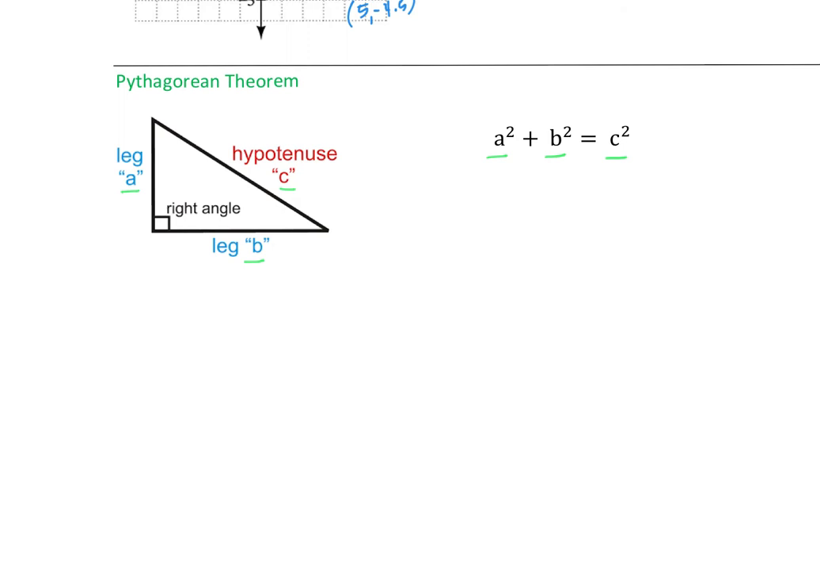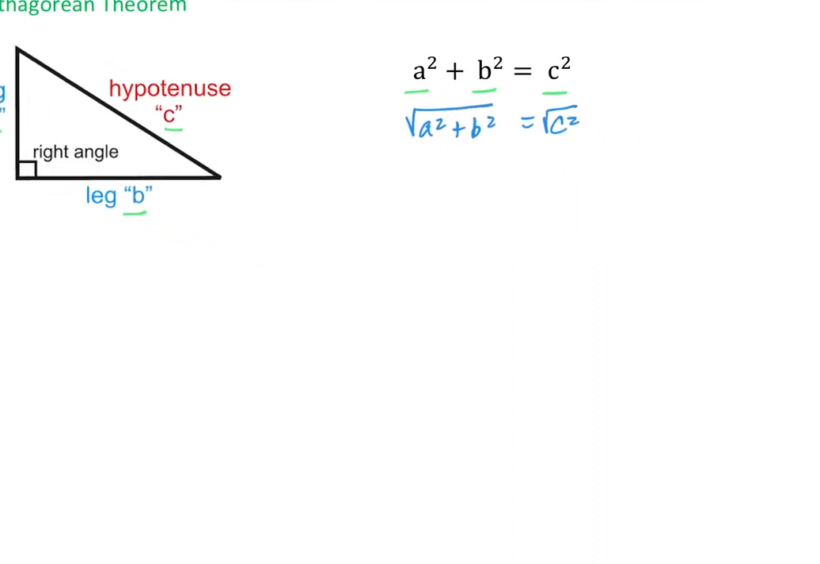So notice if I just wanted to find c, and I took the square root of both sides, the square root of a squared plus b squared is going to be equal to the square root of c squared. And since these values are all positive, I don't have to worry about absolute values. This is just going to be equal to c. So again, when we look at our graph, this will be the distance between 2 points.